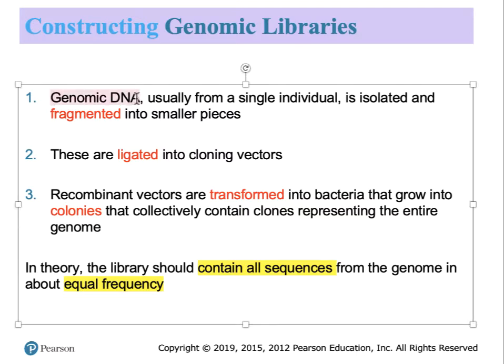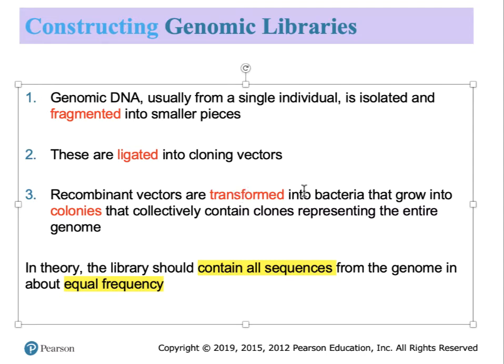So genomic DNA is extracted from tissue, normally from a single individual, and the DNA is isolated from those cells and then fractionated into small pieces, fragmented. We can use either restriction enzymes or some kind of sonication, sound, or even mechanical shearing of the DNA. Each one has its benefits and disadvantages. Regardless, once you have those fragments, they're ligated into cloning vectors, as we discussed in the previous section.